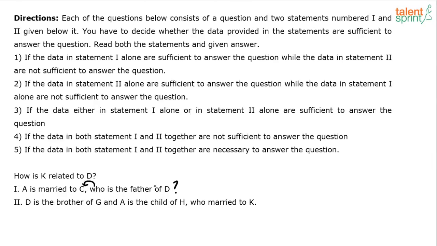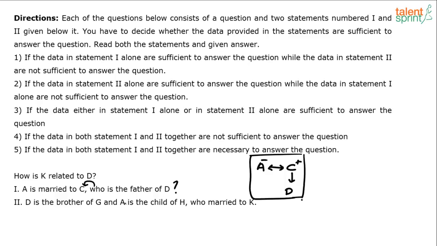So statement 1 alone is not sufficient at all. Don't even try to do this. Anybody who has done this: A is married to C, so a double-headed arrow, A and C are married, C is the father of D, so husband, wife and D. This is a waste of your precious time, because just by looking at statement 1, I can say it will not be sufficient. There is no mention of K. How will I decide how K is related to D?